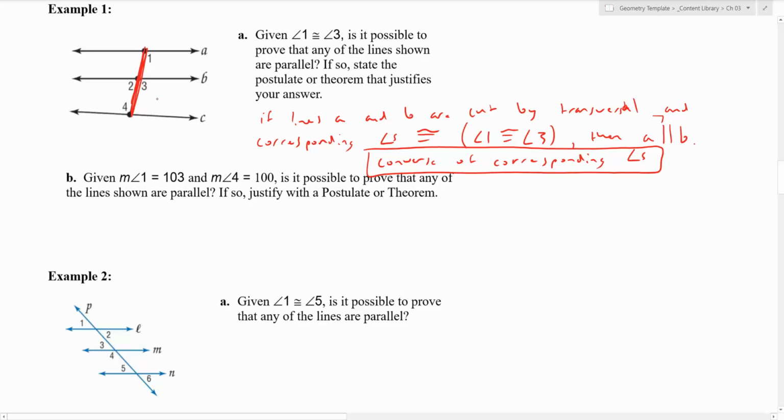Is that a theorem or a postulate? Which is it? I've got to consult my notes. They're theorems. All right. But since angle 1 and angle 4 aren't congruent, we can't show that lines A and C are parallel using the converse of alternate interior angles, okay? All right, so no. Let's move on.